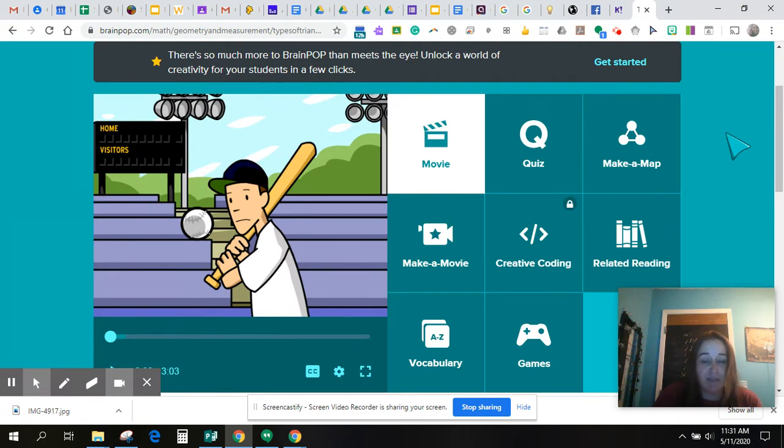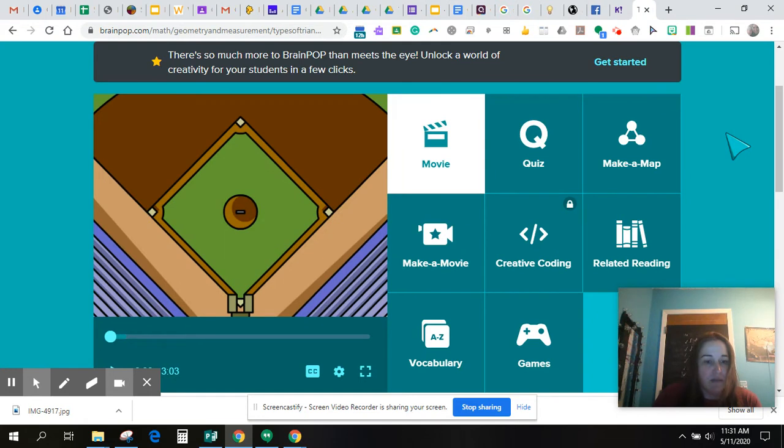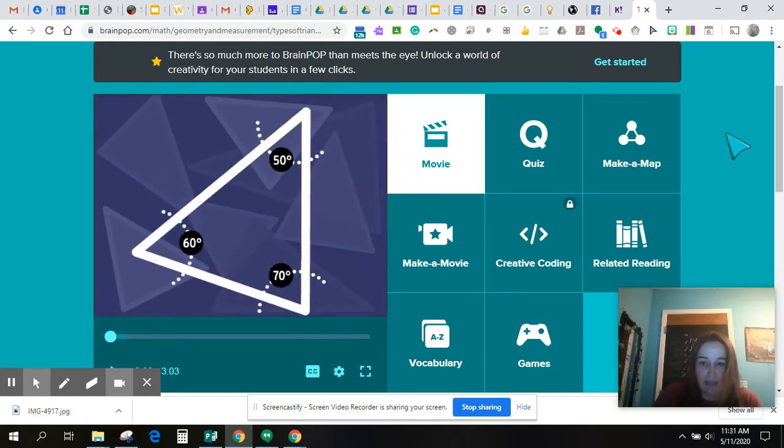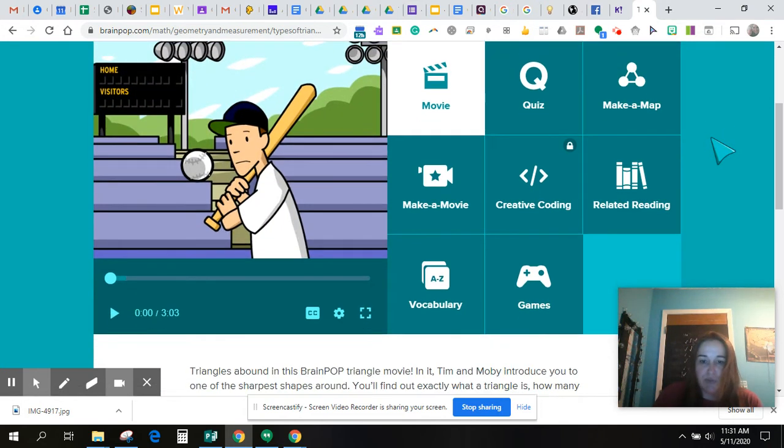Now, in this Brain Pop it's going to talk about different types of triangles. We know we've talked about right triangles. We also talked about a few other triangles, like an isosceles, an acute, a scalene, but we talked about them very briefly. Now, this standard is just focusing on right triangles, but I wanted to give you a little exposure to some of these other triangles as well.